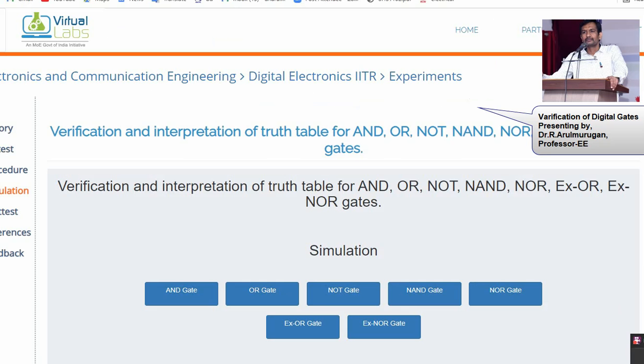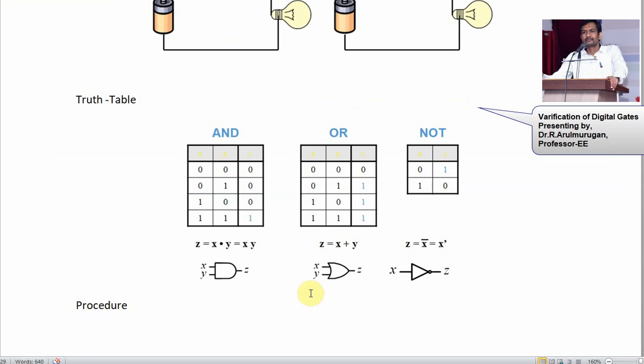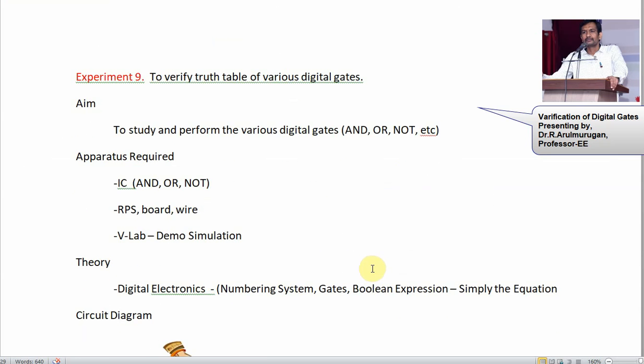Okay, so this is a demo. The theory we have discussed so far. This is to verify the truth table of various digital gates. This is the experiment name.